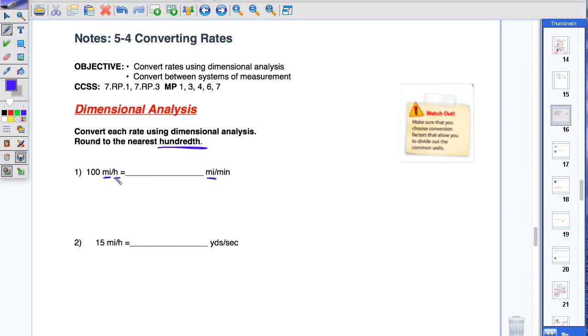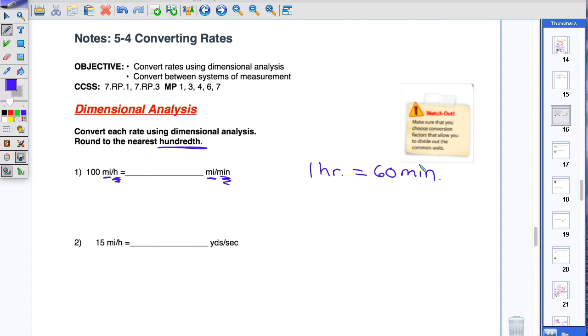But then we have hours to minutes. So that means that we want to figure out how many miles per hour it would be if we were converting it to miles per minute. So we want to convert hours to minutes. So 1 hour is equal to 60 minutes. So in the box over here, we have a little watch out.